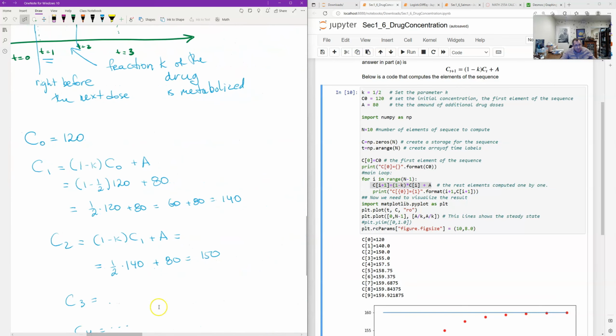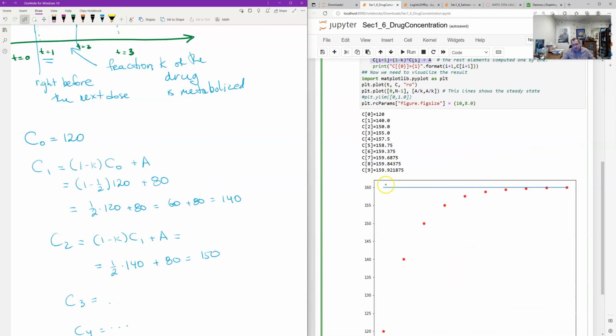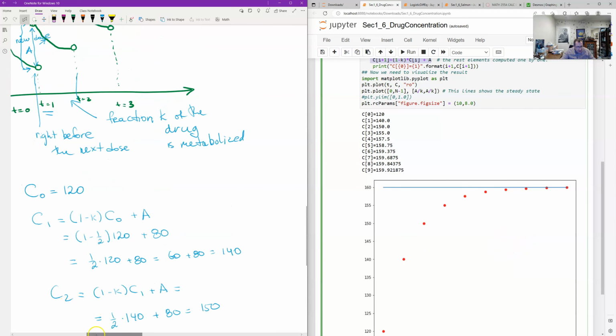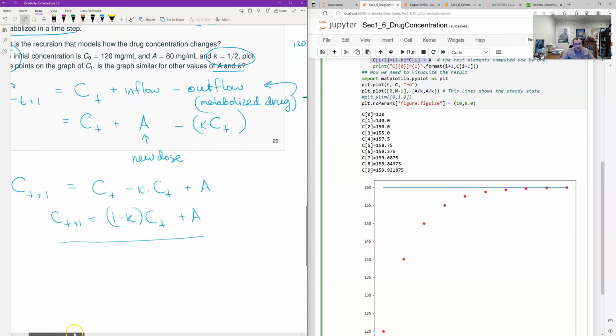So the C0 is 120, C1 is 140, C2 is 150, and the others can be computed as follows. And this is what you see. As the patient takes the drug, the concentration increases, but it eventually levels out. So the more injections the person takes, the bloodstream concentration hovers around 160. Of course, the concentration of the drug will decrease as a result of metabolization, and then rise again at the next injection. So the question that the problem asks is, what's going to happen if the graph looks similar for other values of A and K? Well, let's take a look.